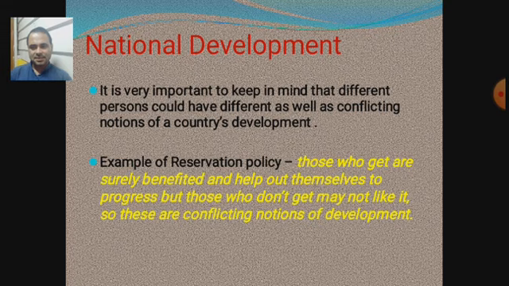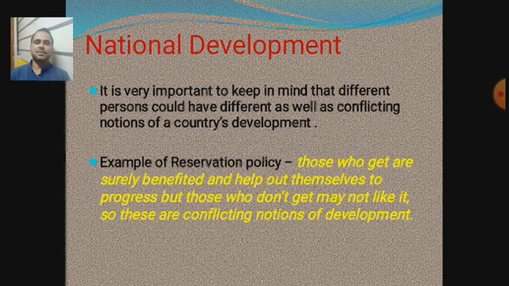If it is so, then national development and human development, are they two different elements, or can we segregate them? Then it is very important to keep in mind that different people could have different as well as conflicting notions of a country's development. When we talk about the country's development, indirectly we are talking about the development of an individual living in that country.